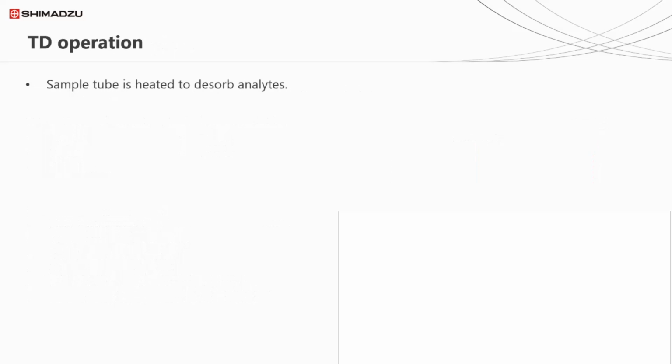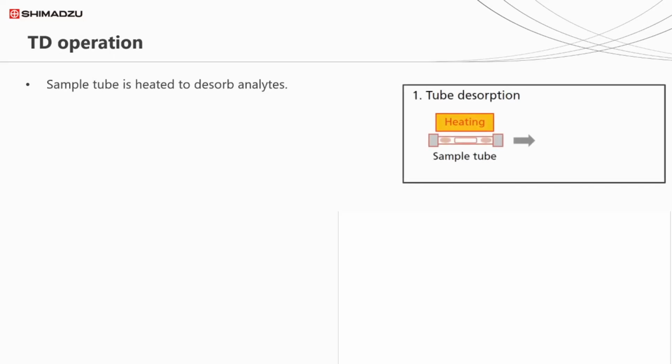Tube-based thermal desorption requires a dedicated device for optimal performance. The tube is heated, releasing the trapped analytes into the carrier gas stream. This can be quite a slow process as the tubes are relatively large, and there's a lot of sorbent for the analytes to be released from.